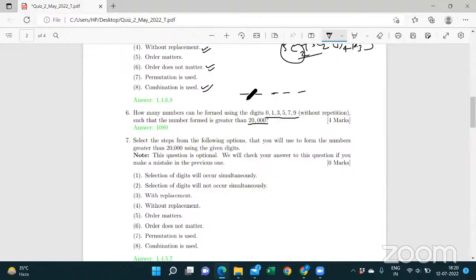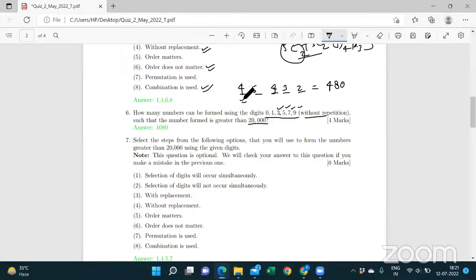So for the first place, how many ways do we have? 4 ways, because for being greater than 20,000, I can choose only 3, 5, 7, and 9. Right? Yes, sir. And for the second place, 5, because we have 6 digits, but it's without repetition, so 1 digit is used at the first place and the remaining is 5. At the third place, we have 4. For the fourth, 3. And for the last, we have 2. So what will be the answer? It's 4 into 5 into 4 into 3 into 2, sir, and it's 480.